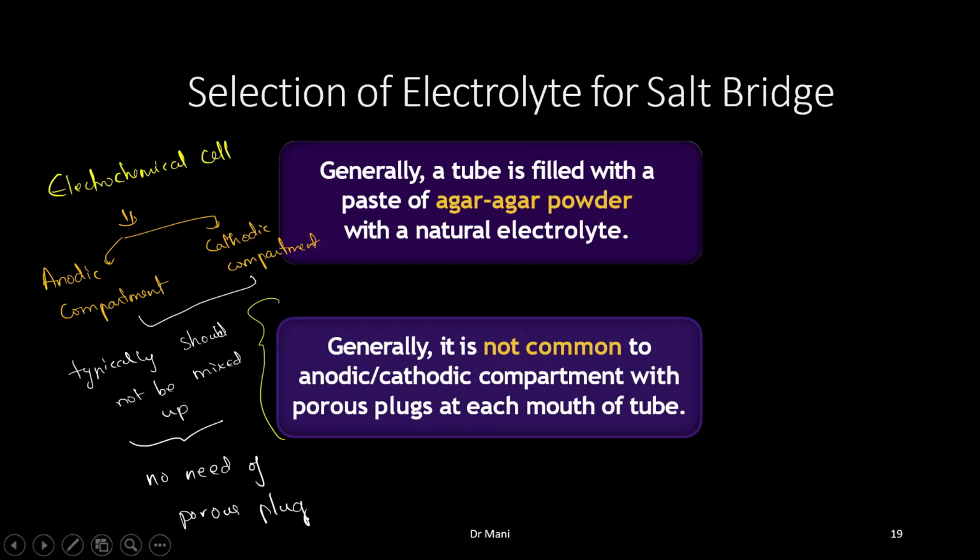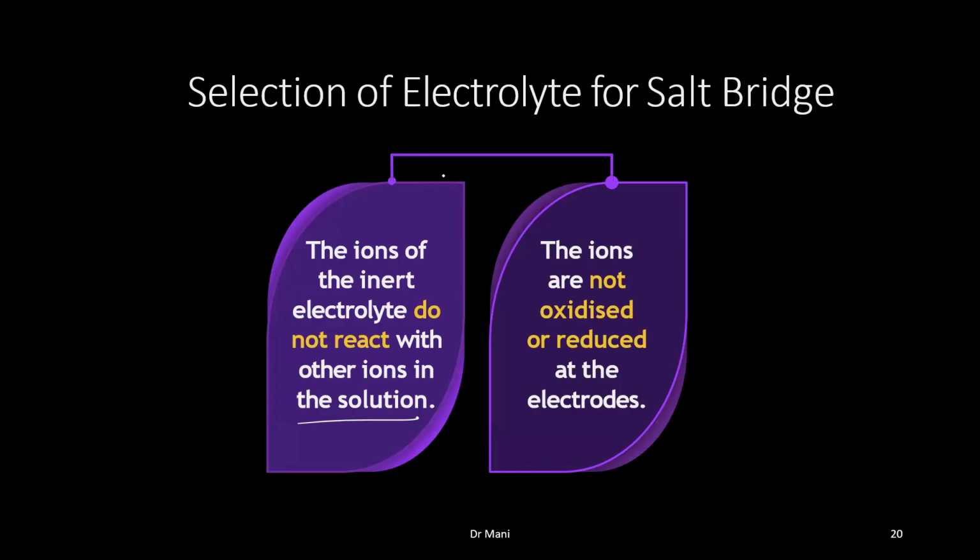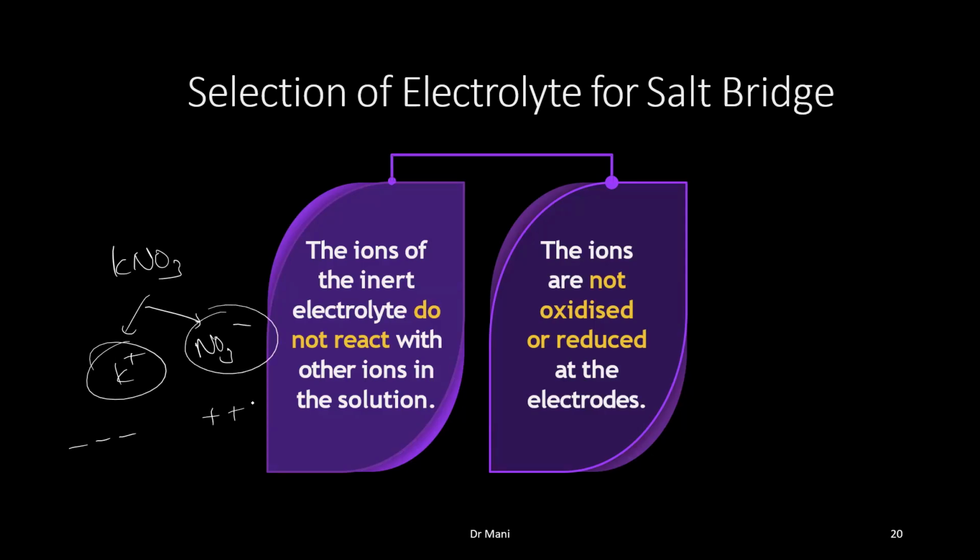Next one, see here. So selection of this is one reason. Second one, the ions of the electrolytes do not react with the other ions. Suppose we are using KNO3, so it produces K plus and NO3 minus. These K plus should not react with the negative ions present in the electrochemical cell. Again, the NO3 minus should not react with the positive ions present in the cell. When they react, they can get oxidized or reduced. That should not happen. So the ions are not oxidized or reduced at the electrodes.